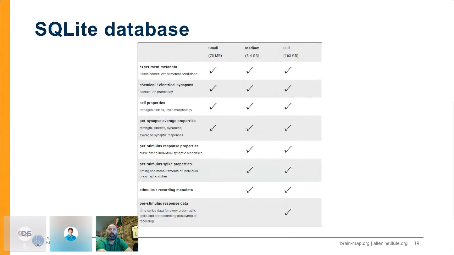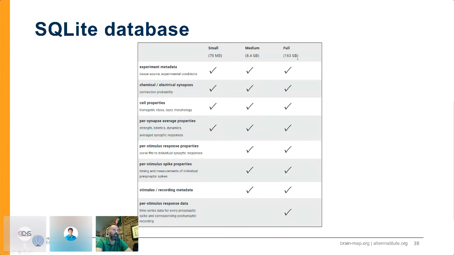Okay, so you'll need to download the data set to use with our API, and you have three choices. Each choice has a different sort of data resolution, and that's summarized here in that table. The main feature of the large database that makes it so much bigger is that it includes time series for every presynaptic spike and corresponding postsynaptic recording. So if you're interested in doing your own analysis of raw data traces, this is what you'll need. But if you're interested in using the features that we've already extracted from these time series, you don't need the large database.